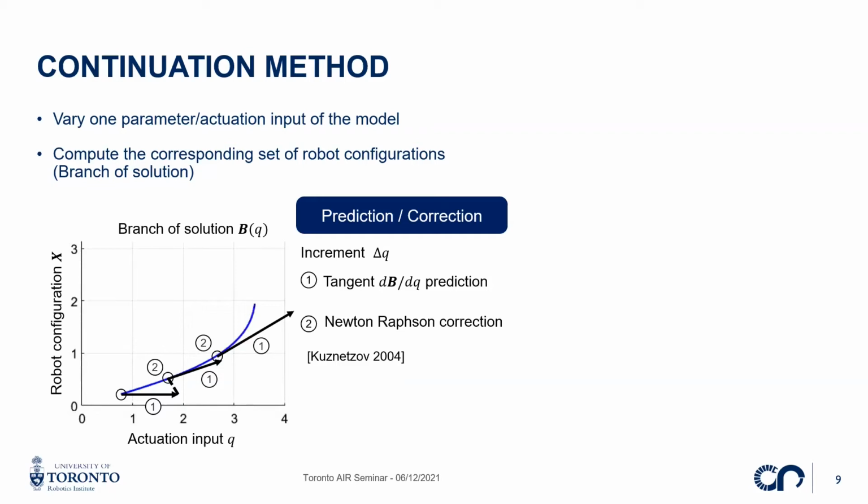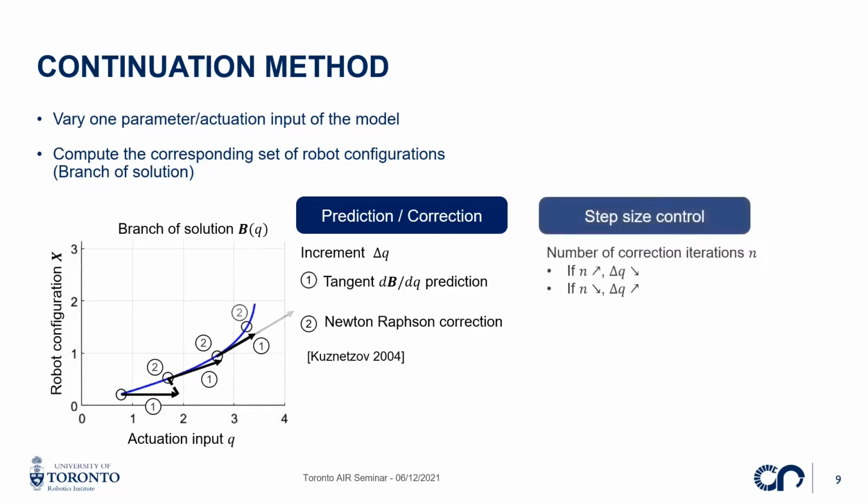So this kind of first order predictor for the next robot configuration is not accurate anymore. And then the convergence of the Newton-Raphson method might not be ensured. So in order to deal with that, this method comes with a step size control, where if the number of correction iterations increases during the computation, then we reduce the incremental step. Because we have more difficulties to converge. And if this number decreases, then we converge more easily, and so we can increase this increment step.